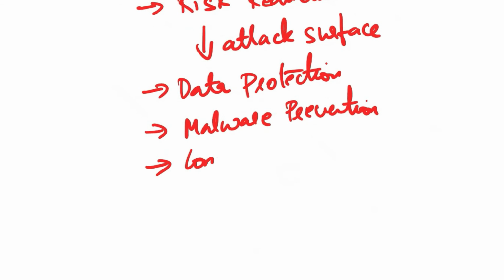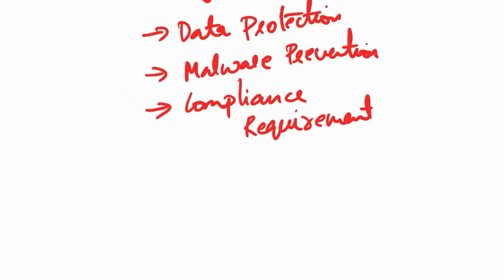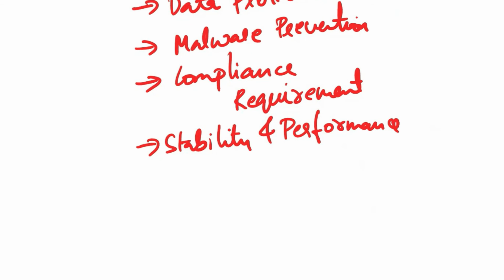Next is compliance requirements. Many industries and organizations have specific compliance requirements that mandate keeping software up to date. Failing to do so can lead to non-compliance, legal issues, and financial penalties. Next one, stability and performance. Updates are not only about security, they often include bug fixes and performance improvements. Outdated software may suffer from stability issues and reduced performance, impacting the user experience.